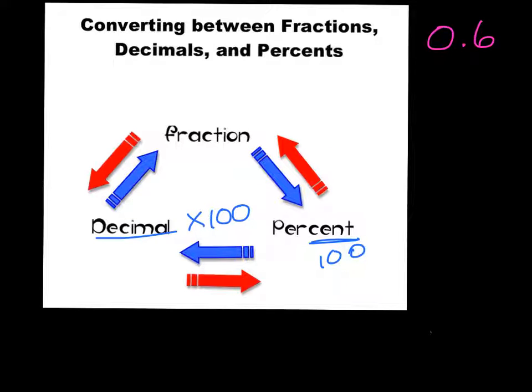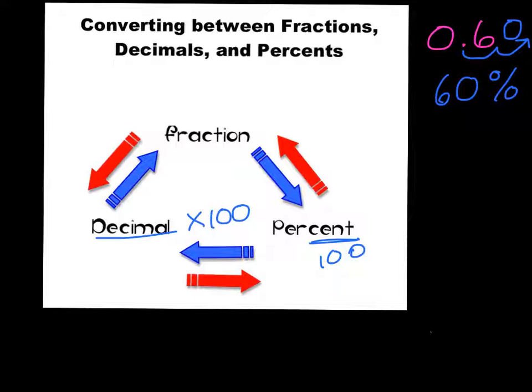The quick and easy way to multiply by 100, since our decimal system goes by tens, is I can move it 2 places to the right. So in this case, I would need to add a 0 since I only had 1 digit to go around, and then my final answer would be 60, and I'm going to add the percent symbol.